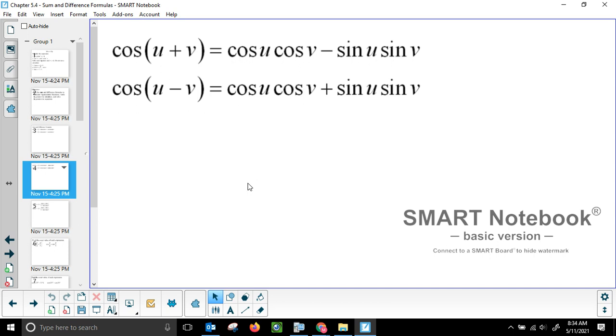With the factors that are multiplied, the order doesn't matter, right? You just put cosine v times cosine u. Yeah, that's correct. Multiplication order doesn't matter, of course.